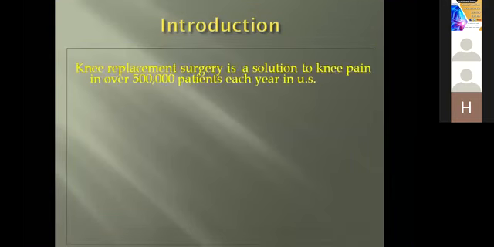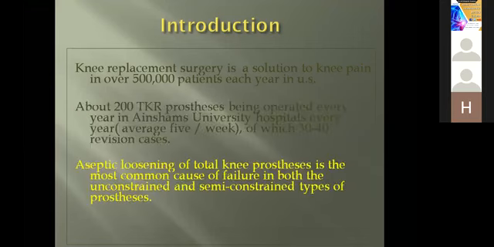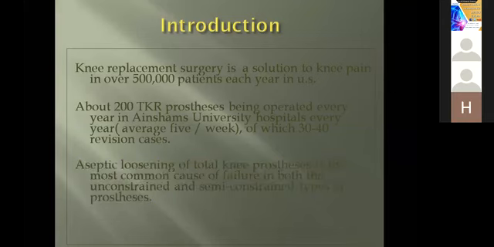Knee replacement surgery is a solution to knee pain in over 500,000 patients each year in the United States. About 200 total knee prostheses are operated every year in my university, Shams University, an average of 5 per week, of which 30 to 40 are revision cases. Aseptic loosening of total knee prosthesis is the most common cause of failure in both the unconstrained and the semi-constrained type of prosthesis.